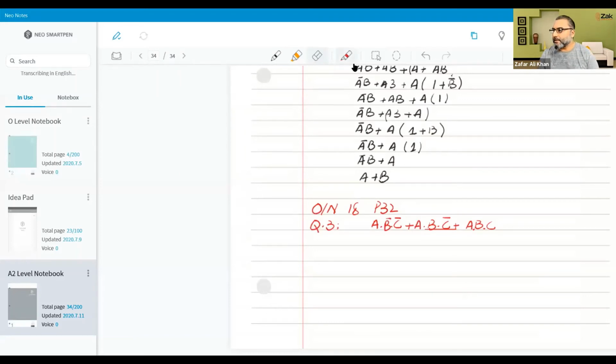Okay, A, B naught, C naught, A, B, C naught plus A, B and C. October, November 18, P32. चलें इसको सॉल्व करते हैं.